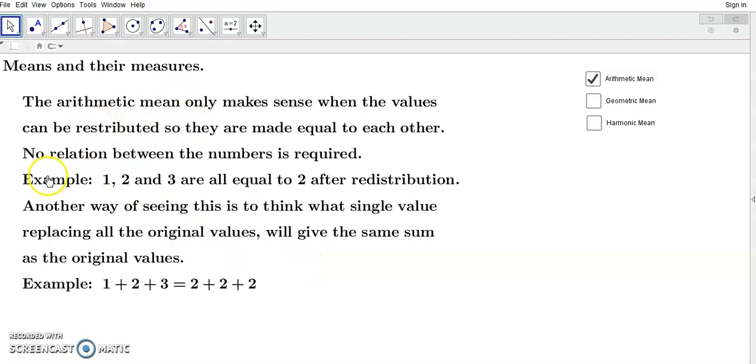So when does an arithmetic mean make sense? It only makes sense when the values can be redistributed. So if you have, for example, 1, 2, and 3, then you can make all these equal through redistribution. And all you have to do is one redistribution. You take 1 from 3 and add it to this one, and then you have all 2's, right? So that the mean becomes the same. And why does the mean become the same? Because if you add these up, it will equal the sum here when they're all the same.